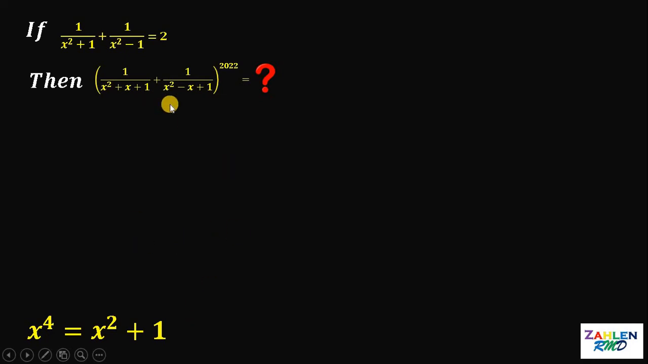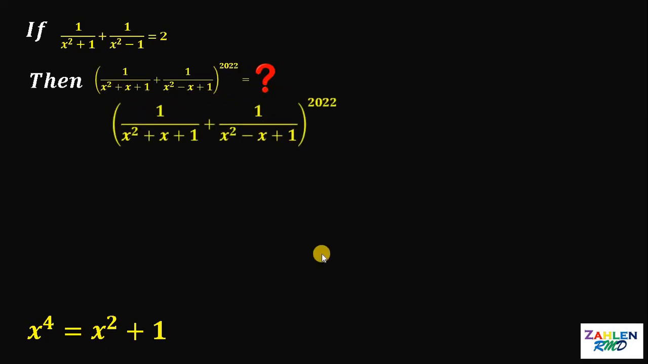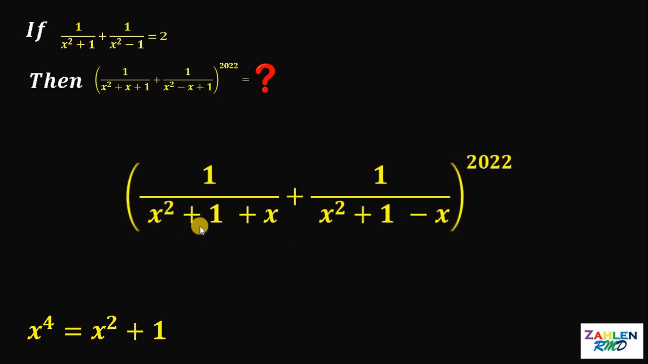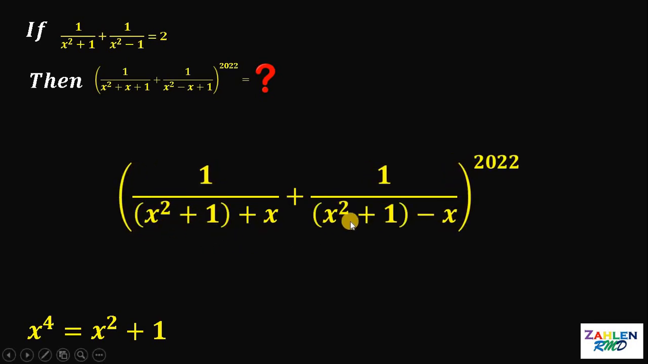Now let's get the expression that we want to evaluate: (1/(x² + x + 1) + 1/(x² − x + 1)) raised to 2022. Here we notice the symmetry. If we swap the position of 1 and x, this gives us x² + 1 + x, and on the other term, we have x² + 1 − x. As you can see, we have x² + 1 + x and x² + 1 − x.